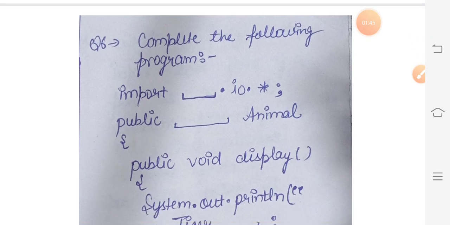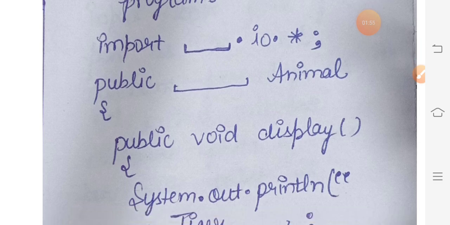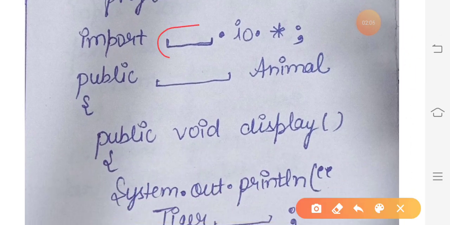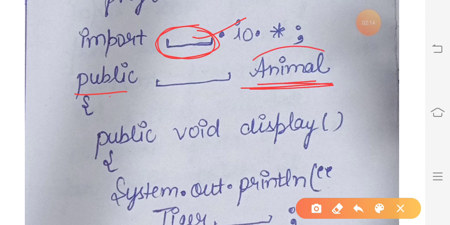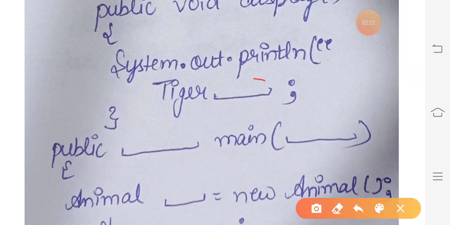Next, complete the following program. In this program I have given in the form of your fill up. Okay, so wherever I have put that blank sign, that means something is missing there, and you have to write that missing statement or missing term there. Now question is what? Import. Now here something is missing, you have to identify what is that and you will write it. Same for the next, public, and this is here animal. Animal is the name of class, so what will come before this animal? Write it. After that, here I have put one blank sign.